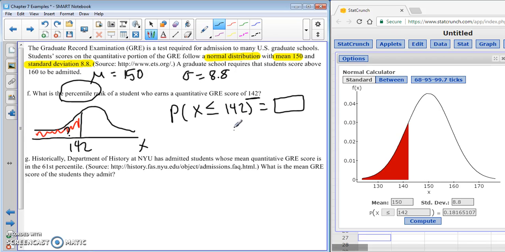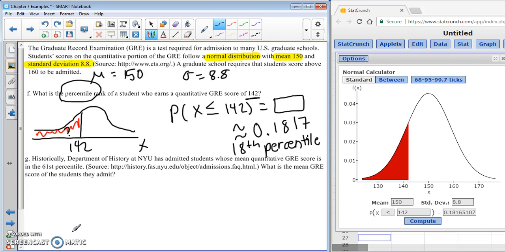This is approximately 0.1817. So we're at about the 18th percentile if we score 142.